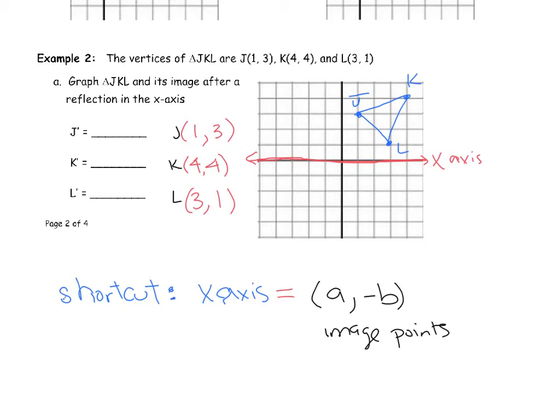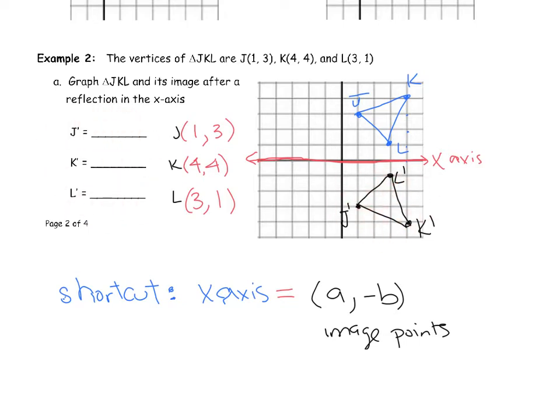So L is 1 unit away. So L prime would be 1 unit away. K is 1, 2, 3, 4 units away. So K prime would be 4 units away. And the last point, J, is 1, 2, 3 units away from the line of reflection. So it's going to be 3 units away, the opposite side. So this is what our new triangle would look like. That is our image, okay, when we reflect the pre-image over the x-axis.